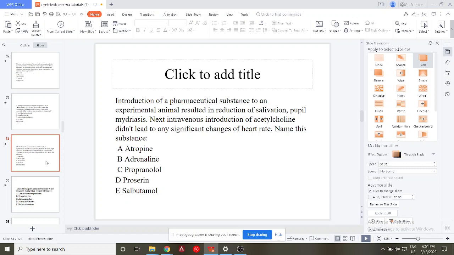Introduction of a pharmaceutical substance to an experimental animal resulted in reduction of salivation, pupil mydriasis. Next, intravenous introduction of acetylcholine didn't lead to any significant changes of the heart rate. Name this substance. Is it atropine? Yes, that's correct.